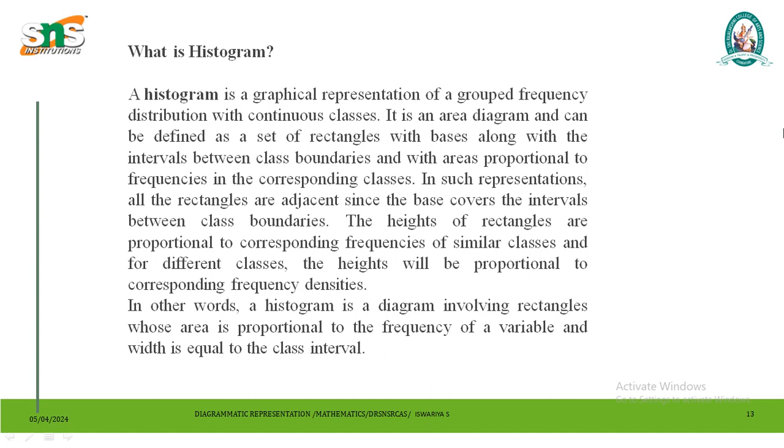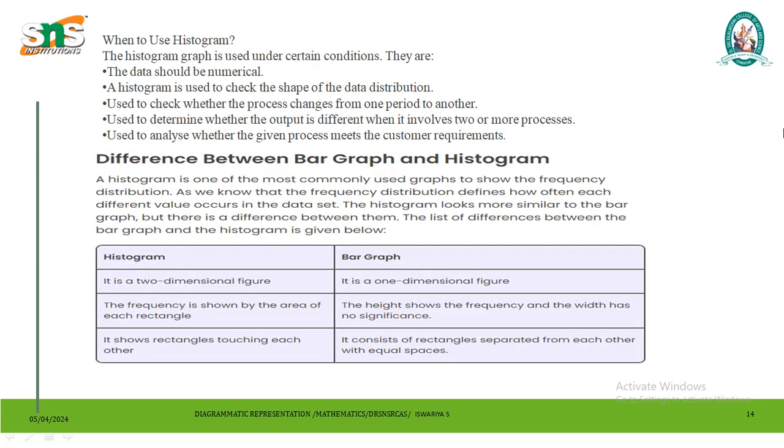The heights of rectangles are proportional to corresponding frequencies of similar classes, and for different classes the heights will be proportional to corresponding frequency densities. In other words, a histogram is a diagram involving rectangles whose area is proportional to the frequency of a variable and width is equal to the class interval. So the histogram graph is used under certain conditions. They are, the data should be numerical.